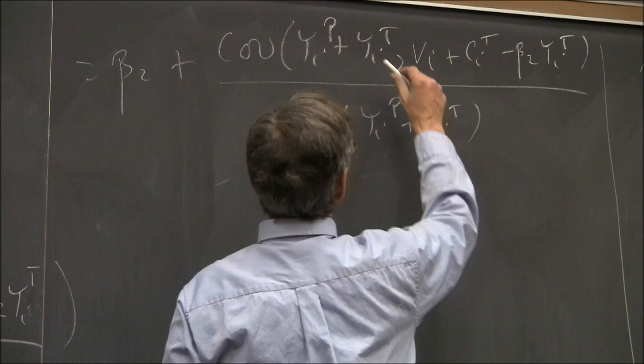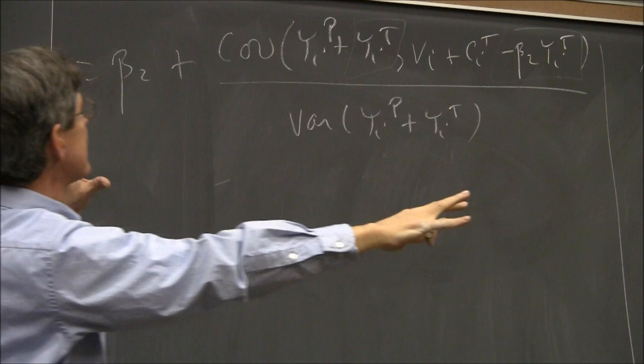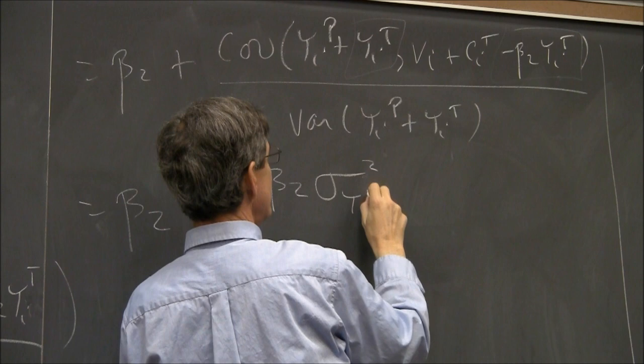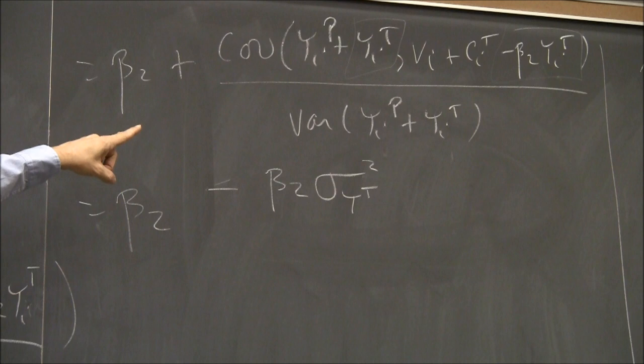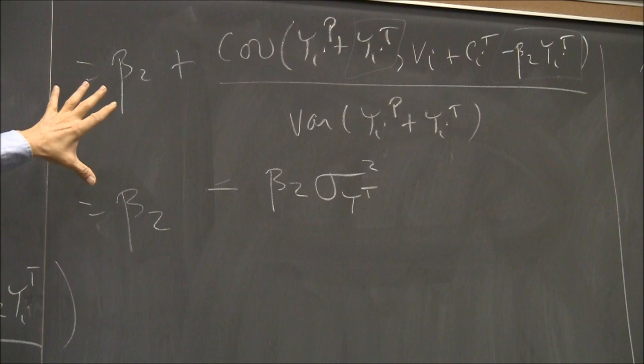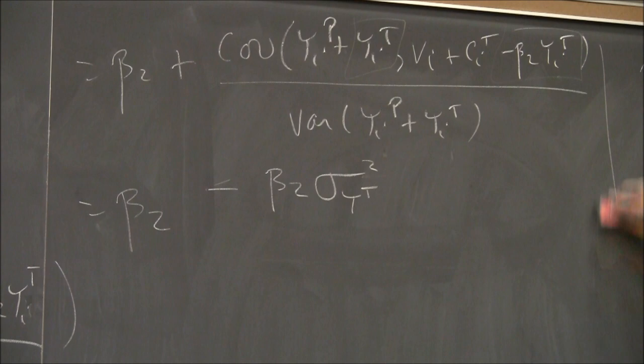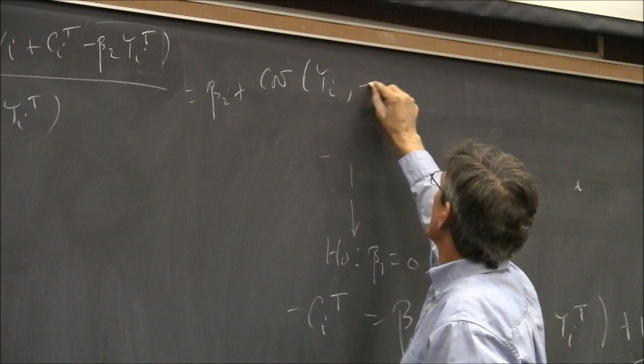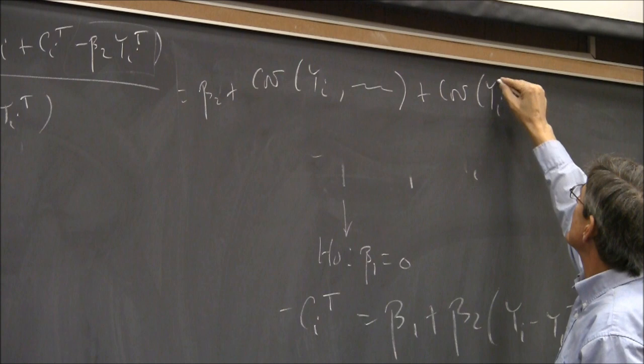So the only terms that sort of intersect here are going to be that term and that term. So if I multiply this out, this will be beta 2 minus beta 2 sigma squared yt. That's the top part. Do you see that, or do I need to do more steps? When you write this all out, you can break this up into two terms. So this is beta 2 plus the covariance of yi with all the other stuff, plus the covariance of yit with all the other stuff. I'll write it out this time.